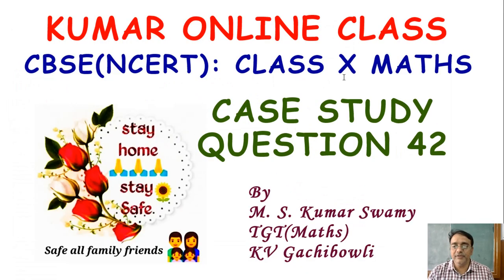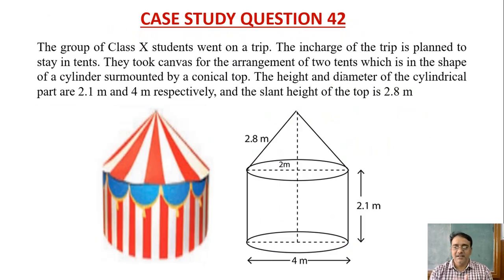Okay, so now we are going to start case study question number 42, and this question is based on surface areas and volume. A group of class 10 students went on a trip. The in charge of the trip planned to stay in tents. They took canvas for the arrangement of two tents, which is in the shape of a cylinder surmounted by a conical top. The height and the diameter of the cylindrical part are 2.1 meter and 4 meter respectively, and the slant height of the top is 2.8 meter.